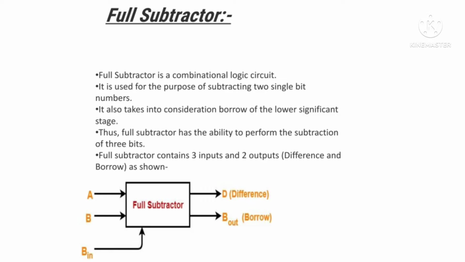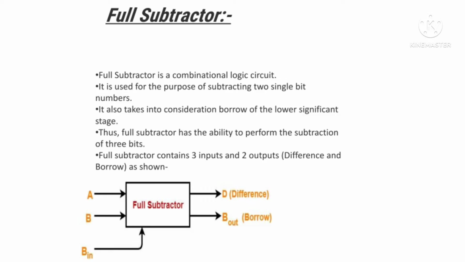Thus, a full subtractor has the ability to perform subtraction of 3 bits, and it contains 3 inputs and 2 outputs. Let us consider the 3 inputs as A, B and B in, and the 2 outputs as difference and borrow. The notation of difference is D and the borrow notation is B out.